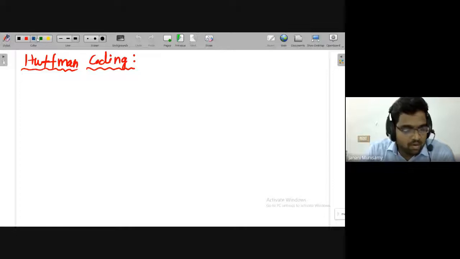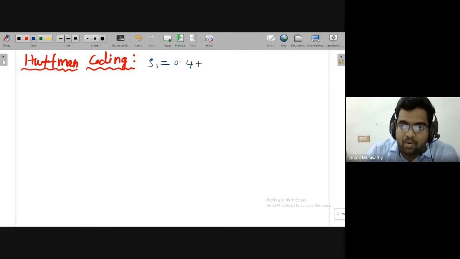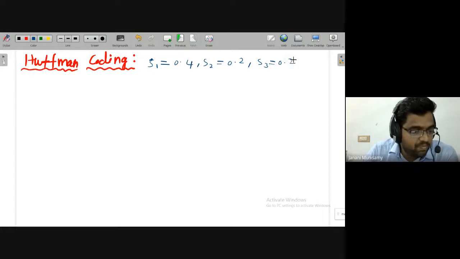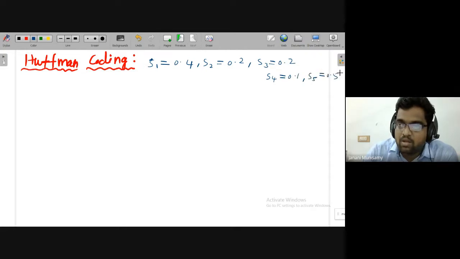Okay, so anyway, we'll see the Huffman coding. Here we are given 4 symbols, each with a probability, say S1 with 0.4, S2 with 0.2, S3 with 0.2, S4 with 0.1, S5 with 0.1. So now we are given 5 symbols.